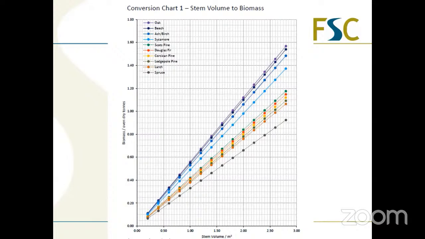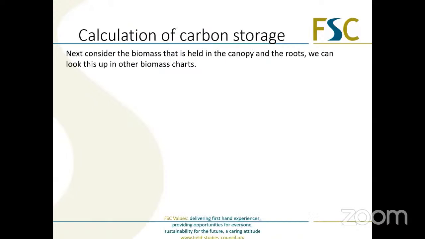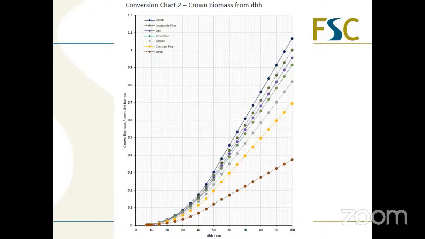Trees don't only hold carbon in the trunks, however. We also need to consider the canopy and the branches, which we call the crown, and also we could consider the roots. So we need to use different charts to find out more. On this chart you can see the relationship between the diameter at breast height and the crown biomass for different tree species. Just make sure when you're looking at diameter at breast height, you need to have made sure that you multiplied your radius by 2 to get the right calculation.